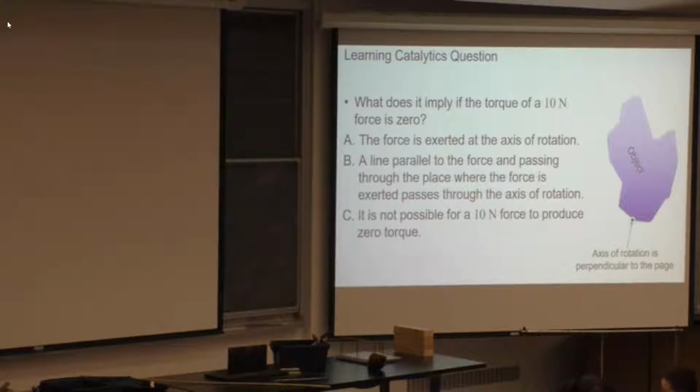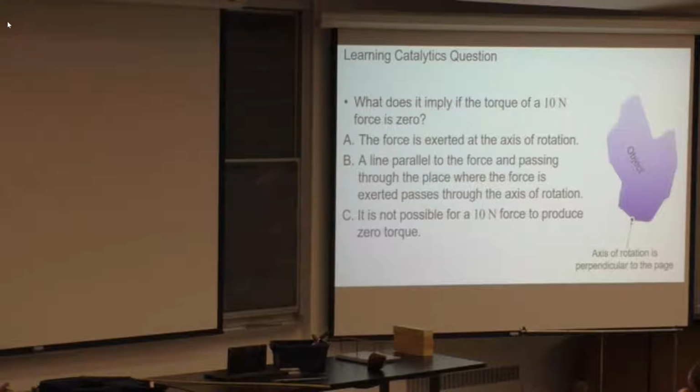What does it imply if the torque of a 10 Newton force is 0? What does that mean? Does that mean that the force is being applied at the axis of rotation? Does it mean that a line parallel to the force and passing through the place where the force is exerted passes through the axis of rotation? Or is it not possible for a 10 Newton force to produce 0 torque?